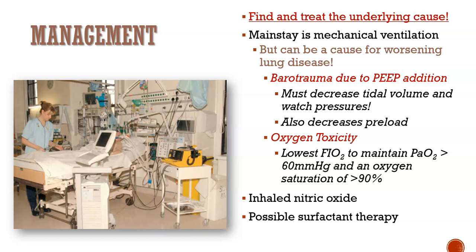PEEP, or positive end expiratory pressure, is added to the ventilator in an effort to make the alveoli bigger to assist with gas exchange. Tidal volumes will need to be reduced, as one complication in this case is barotrauma. Making the alveoli too big can cause them to rupture, and now you have a pneumothorax. Too much PEEP also causes a decreased cardiac output, as the intrathoracic pressure is increased, thereby reducing preload.